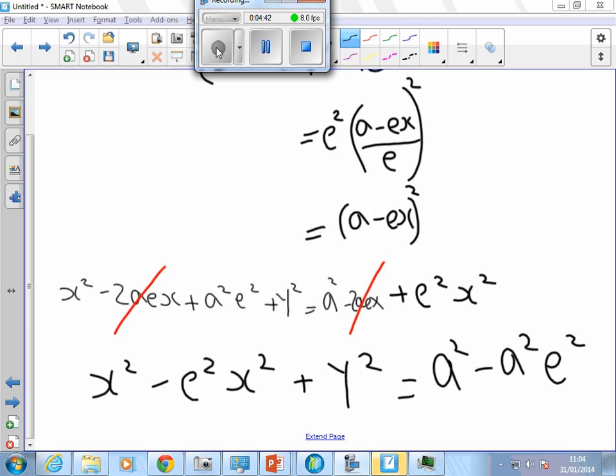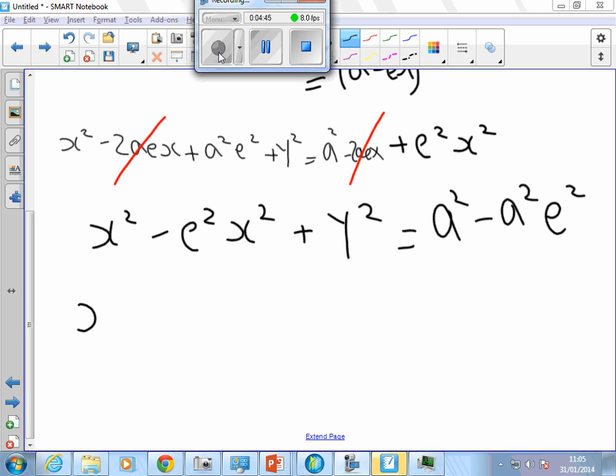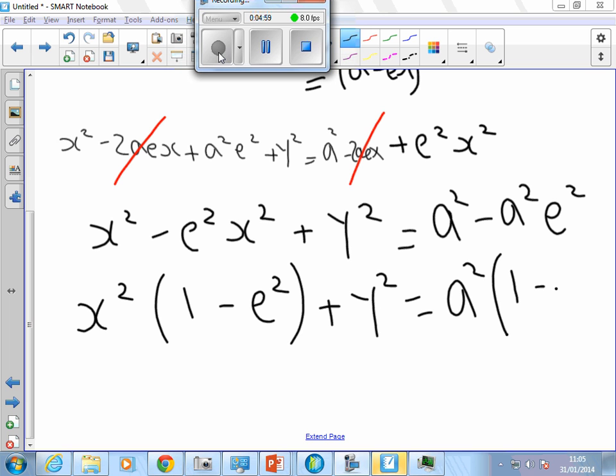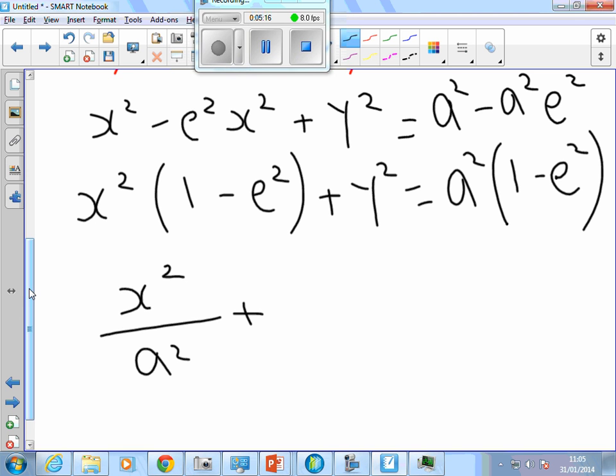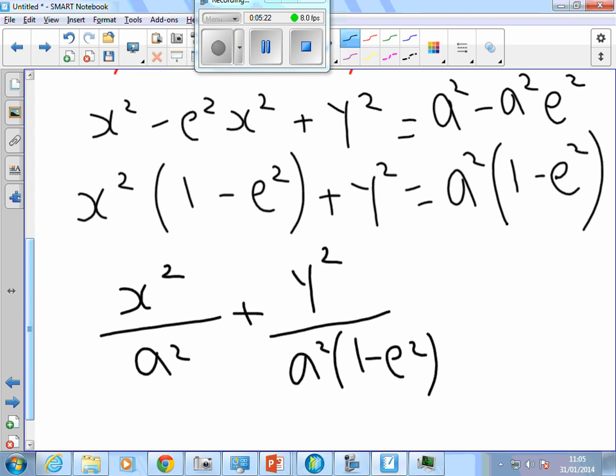So if I factorize the x squared, I have 1 minus E squared plus y squared is equal to A squared bracket 1 minus e squared. Now, dividing both sides by a squared (1 minus e squared), we have here x squared over a squared plus y squared over a squared bracket 1 minus e squared is equal to 1.